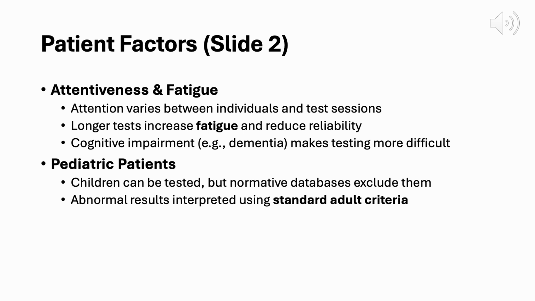Patients with cognitive decline, like those with dementia, may struggle to engage with the test accurately. Children can technically perform perimetry, but the normative data used for result comparison is based on adults. As a result, their findings must be interpreted with caution using adult-based criteria.